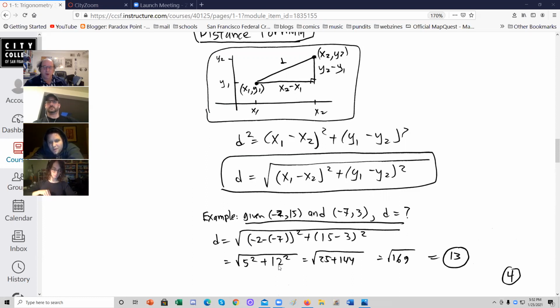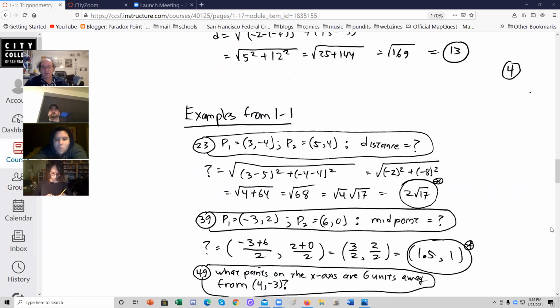5 squared plus 12 squared. Square root. 5 squared is 25. 12 squared is 144. These sum to 169. And the square root of 169 is 13. So there's another right triangle, the 5, 12, 13 triangle. In fact, there are quite a few.